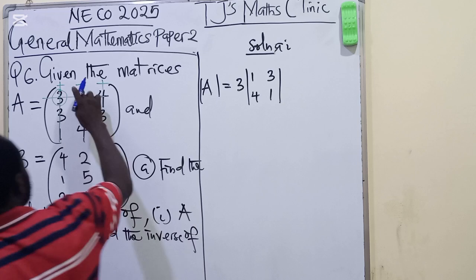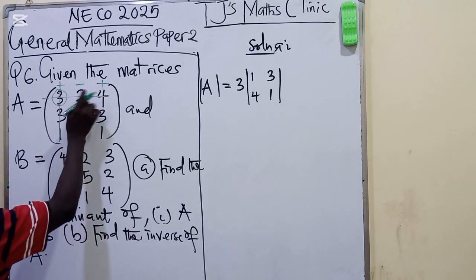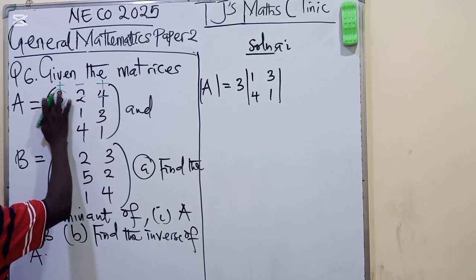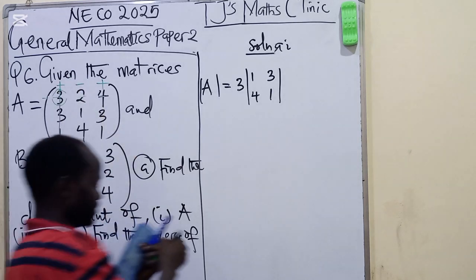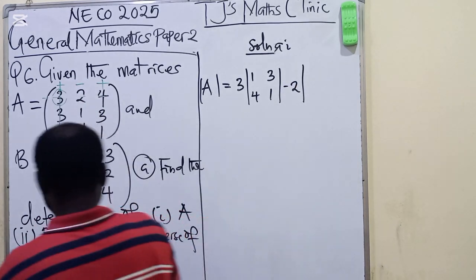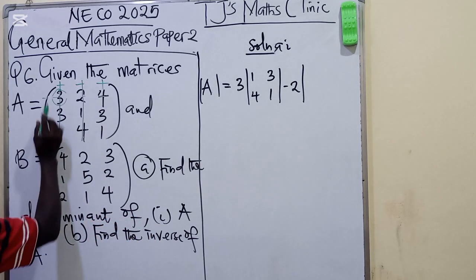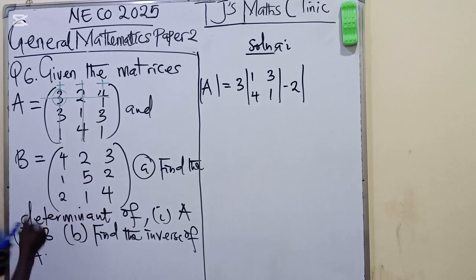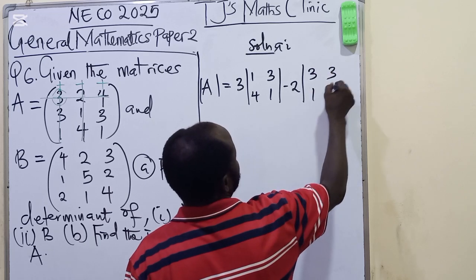We do the same. We move to the second column now with this first row. We pick minus 2 now. Then we do the same, meaning we close this column, then we close this row. We'll be left with 3, 3, 1, 1.